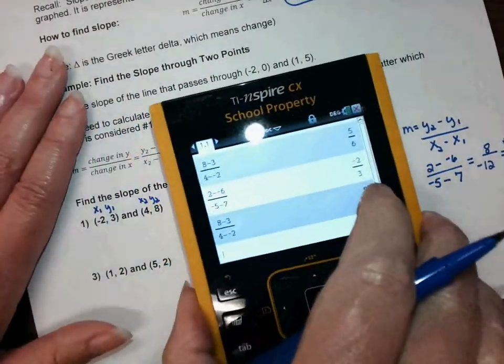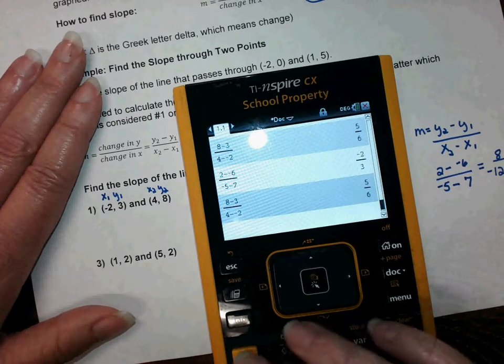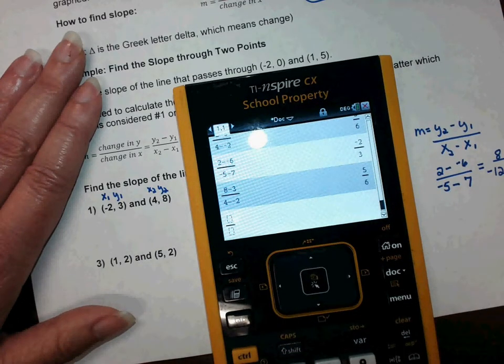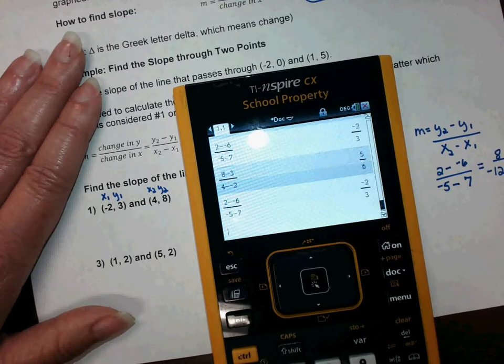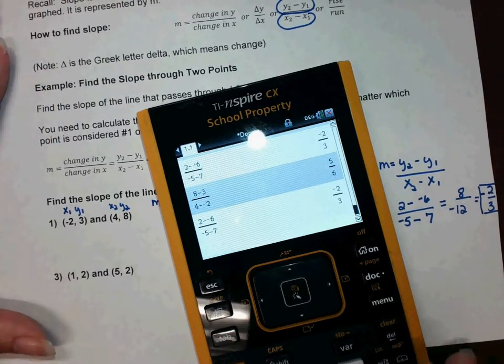If you're not great with integers, you should do this. You should say control divide. On top, I'm going to put 2 minus negative 6. And on bottom, I'm going to put negative 5 minus 7. I'm going to hit enter. And I got the right answer.